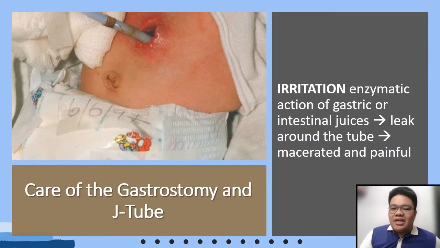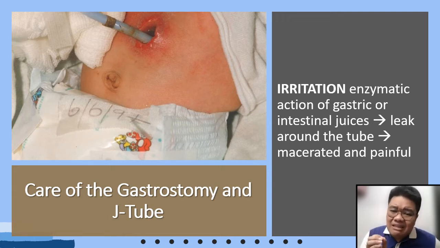Now, the care of your G and J tube. Dear students, irritation from the enzymatic action of your gastric and intestinal juices occurs. Okay, look at that one. The picture, class, on this slide actually indicates an infected gastrostomy tube. That's not how it's supposed to look like. Okay, that's not how it's supposed to look like.